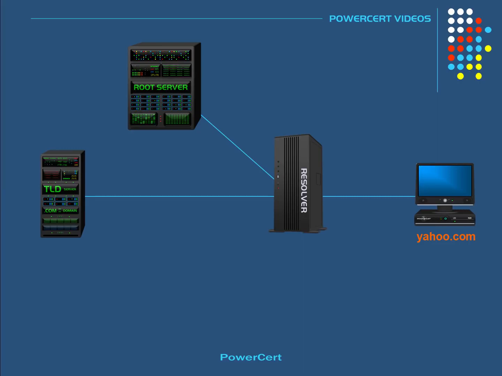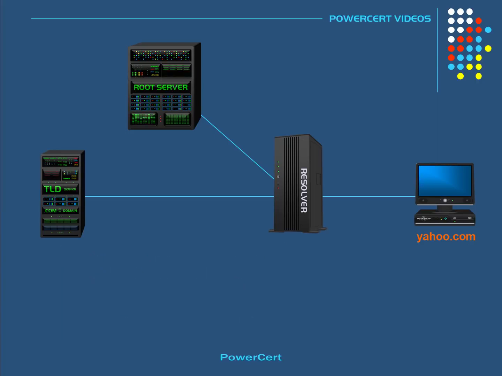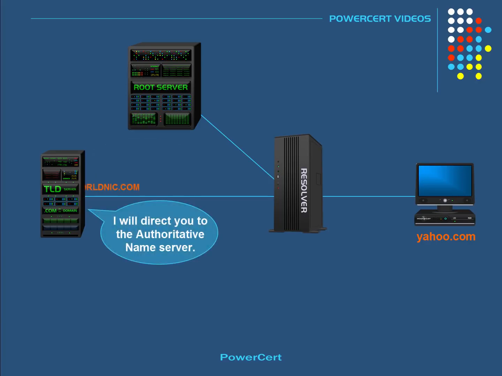The top-level domain server stores the address information for top-level domains, such as .com, .net, .org, and so on. This particular TLD server manages the .com domain, which yahoo.com is a part of. So when the TLD server receives the query for the IP address for yahoo.com, the TLD server is not going to know what the IP address is for yahoo.com. So the TLD will direct the resolver to the next and final level, which are the authoritative name servers.